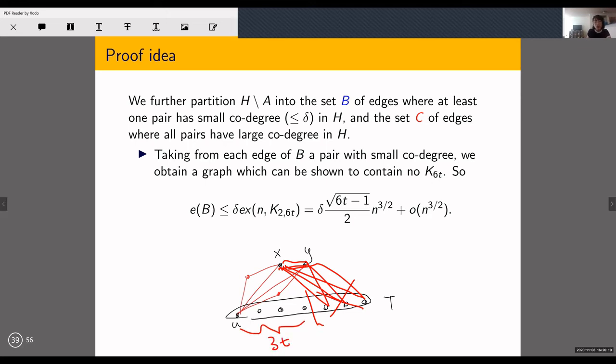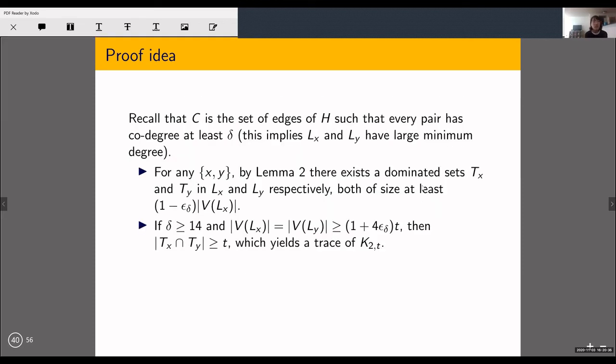And now we can show using the lemma that we had before on the link graph of x and y that we will have a dominated set of size t, which gives us a bad trace. Okay, so here then the number of edges in B is bounded by delta times the Turán number of K_{2,t}. Sorry, this is supposed to be a complete bipartite graph, not the complete graph. Okay, and then finally, we can talk about how to handle C.